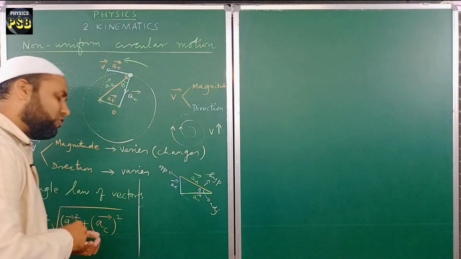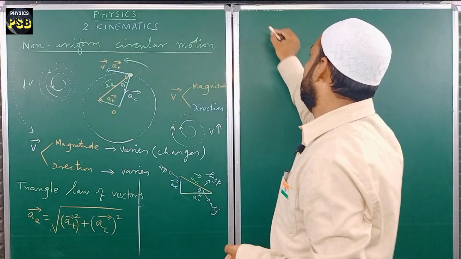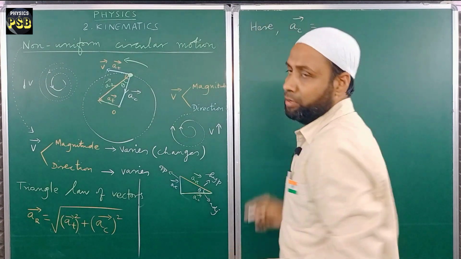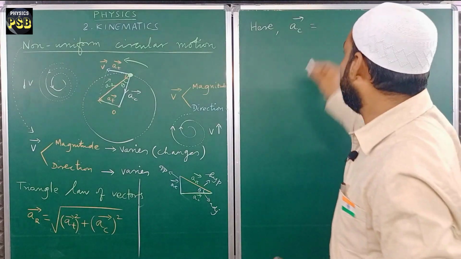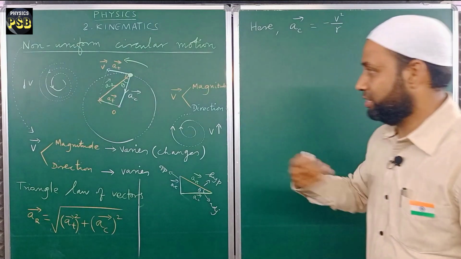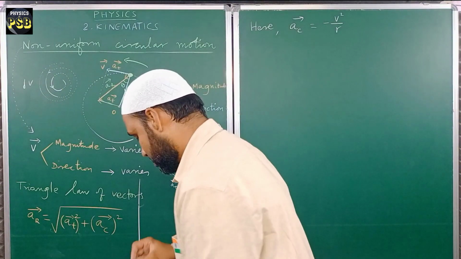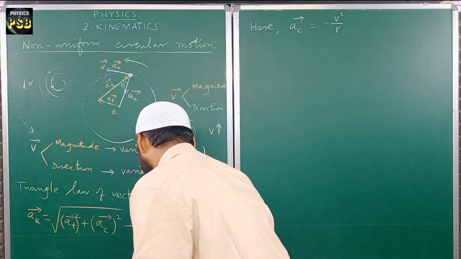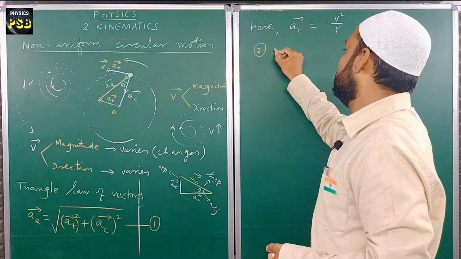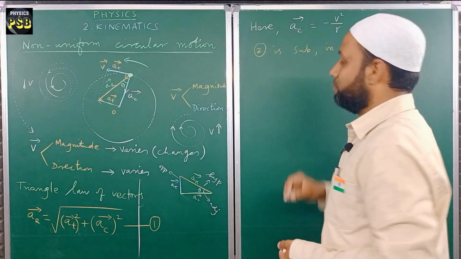Now here what is the value of AC vector? That is centripetal acceleration. Centripetal acceleration is nothing but minus v square upon r. This we have obtained in the previous video. So this I am going to substitute here. This is equation number 1. I take this as equation number 2. Now 2 is substituted in 1. Clear?